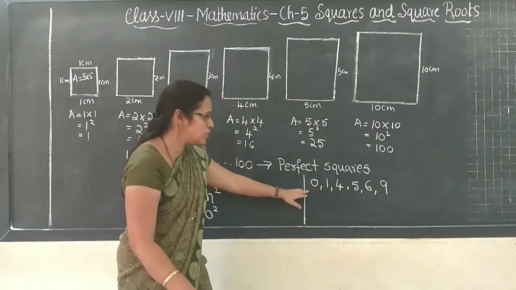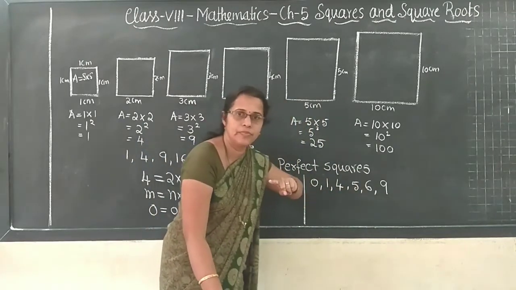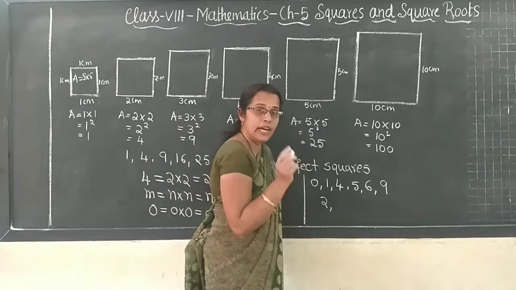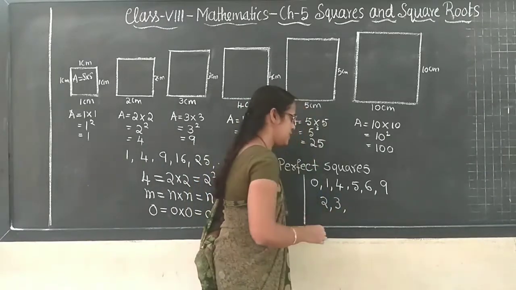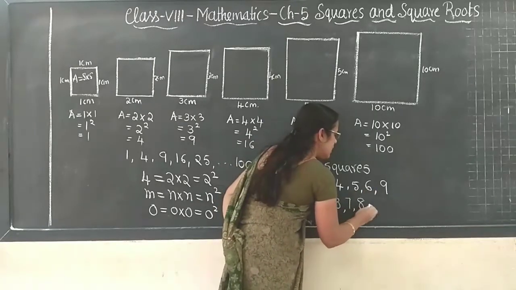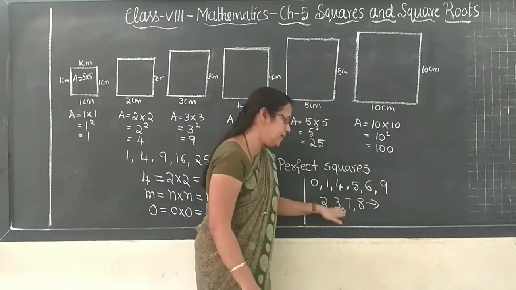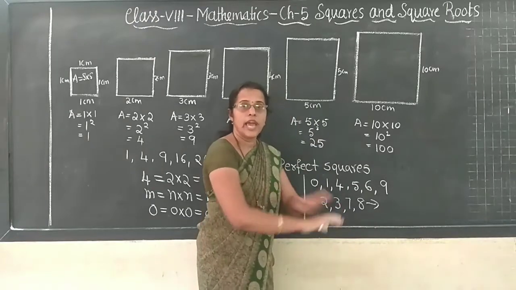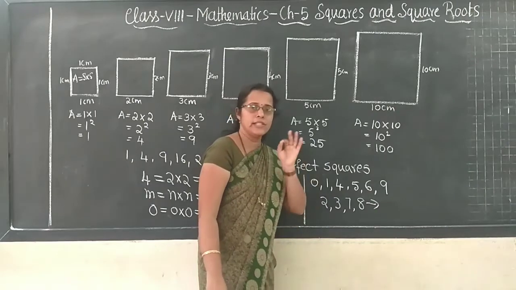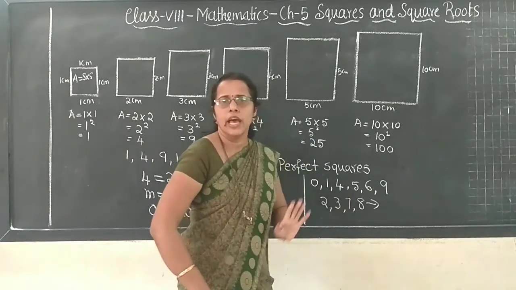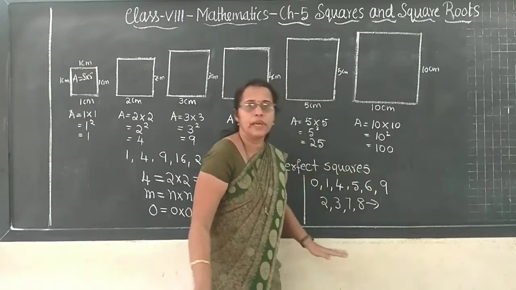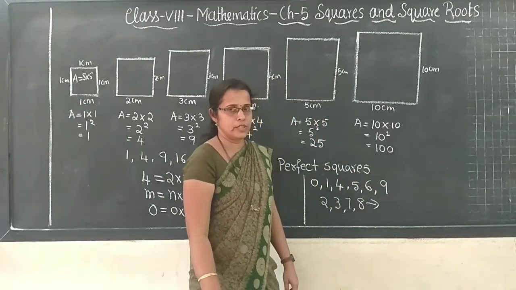Okay, so which numbers did I miss here? 2 is missing, right? Even 3 is missing in this. 7 is missing. Even 8. So any number that ends with these digits cannot become a square number. You can say 100% that any number ending with these four digits is never a square number.